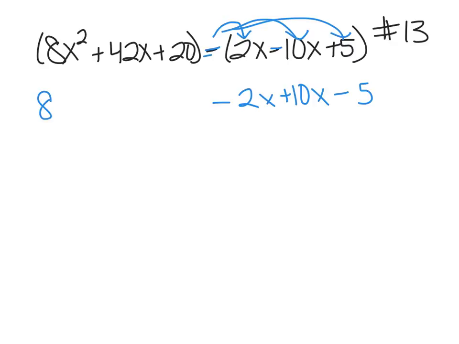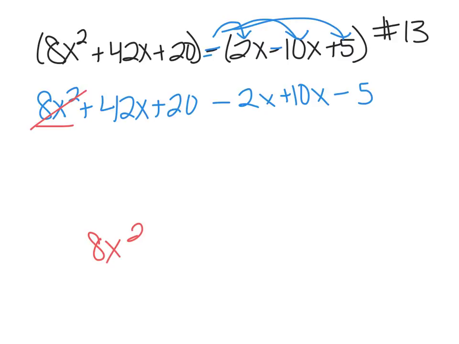So really it just changes the sign of everything. There's nothing in the front here, so I'm going to bring everything down and take it out of the parentheses. All right, so let's start. I have an 8x squared. That's the only one, so I've used it.